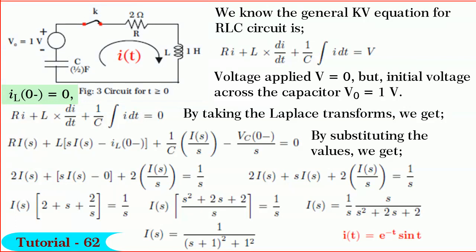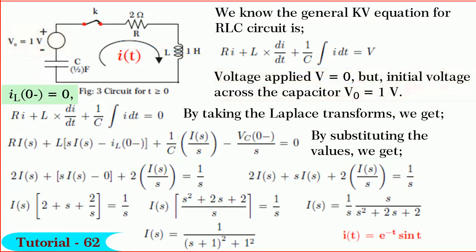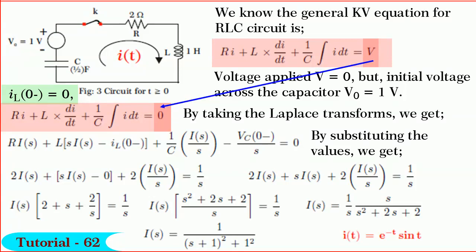We know the Kirchhoff's voltage equation for the RLC circuit is R i + L di/dt + (1/C)∫i dt = V. But here the voltage applied V is equal to 0. But note that the initial voltage across the capacitor is V0 = 1 volt. So we get the equation modified as R i + L di/dt + (1/C)∫i dt = 0.